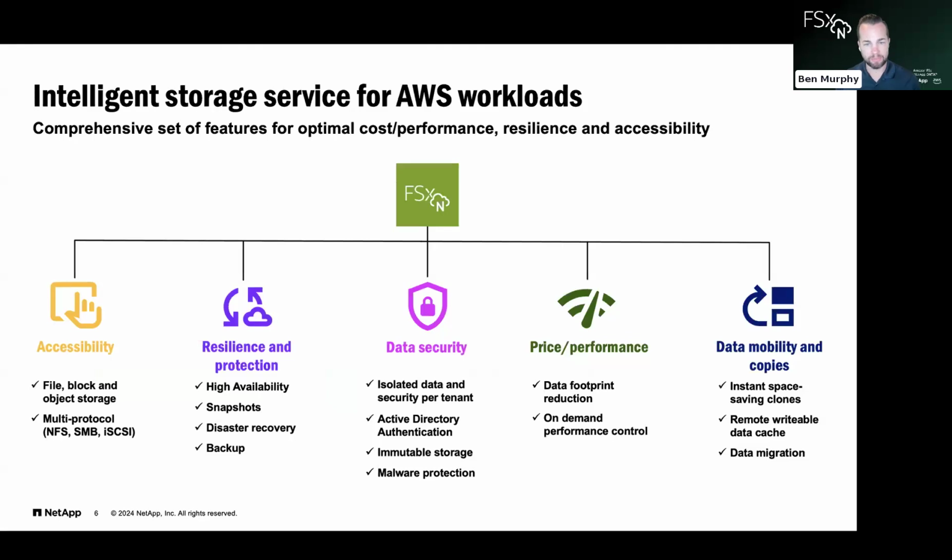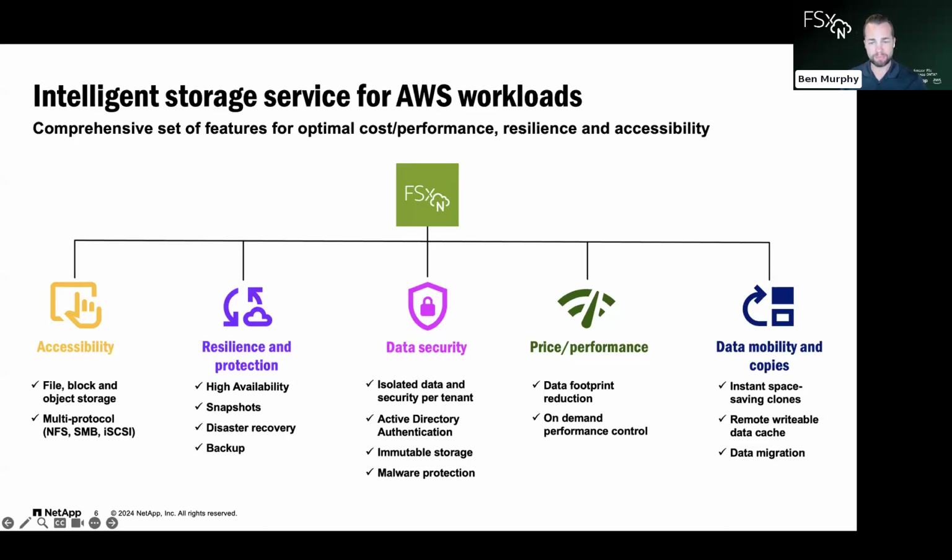So now let's talk about some of the features and the data-rich services that FSx ONTAP provides. They can be grouped into 5 main pillars: accessibility, resilience and protection, data security, and then the most important one that I always hear is price and performance. That's what a lot of our customers are asking for. And data mobility. So for accessibility, like I said, it provides file, block, and object on a single platform. It offers unique multi-protocol access supporting NFS, SMB, and iSCSI.